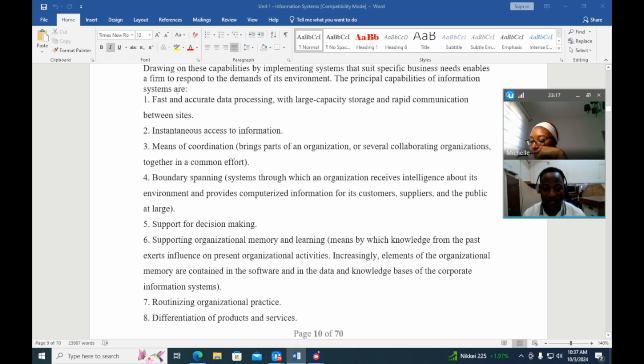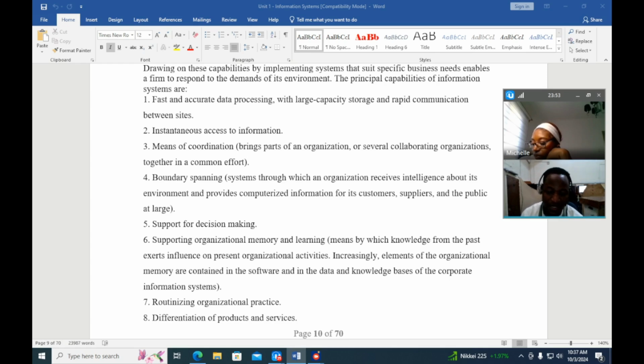The third one is that information systems have means of coordination. In other words, they are able to bring organizations, or maybe several organizations that are working together, or even several departments or several units of an organization, together in a common effort to have them work together to achieve a common goal. So they have means of coordination.